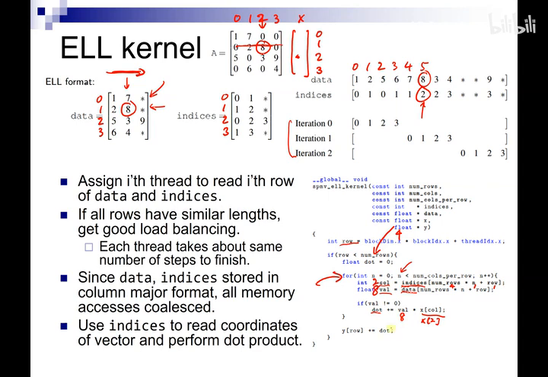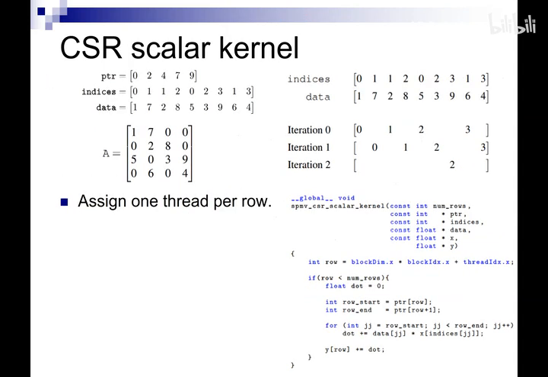Okay, and then you keep adding this dot product into your overall Y value that you're producing as your output. Okay, so that's the ELL kernel. Next we're going to look at how to process the CSR format. For the CSR format, we're actually going to give two different ways of processing it.